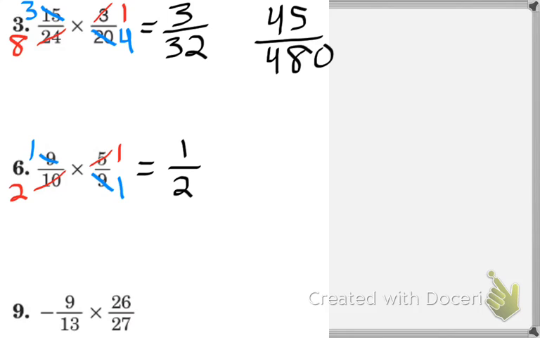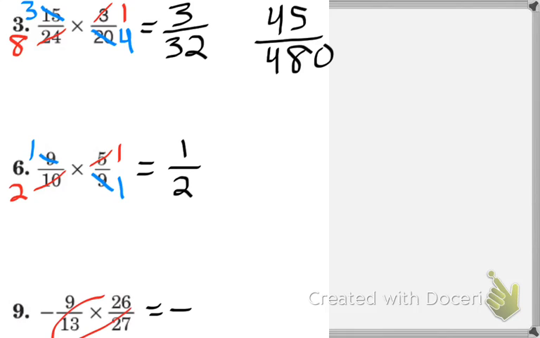Alright, number 9. Don't freak out just because it has a negative. You just ask yourself, what is a negative times a positive? Well, if you don't know, check out that video on integer operations. But a negative times a positive is a negative. Now that you know it's a negative, you can ignore it. That's easy. You're done with that. Now just worry about multiplying. I suggest you use the cross-canceling, cross-simplifying shortcut.